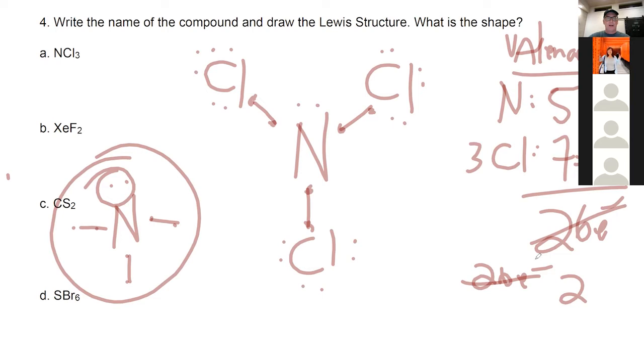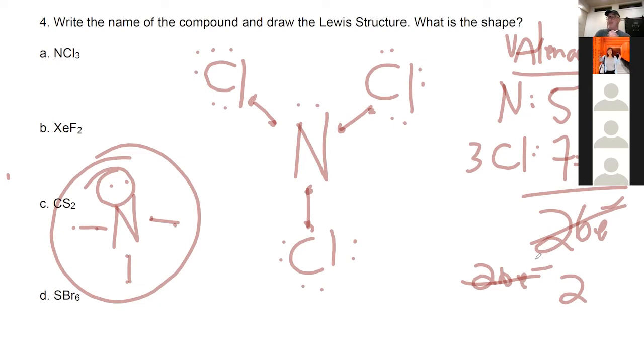Man, it got real quiet. If there's more than 8 valence electrons? Nope. So it still has 5 valence electrons. How do we know it still only has 5 valence electrons in this structure?